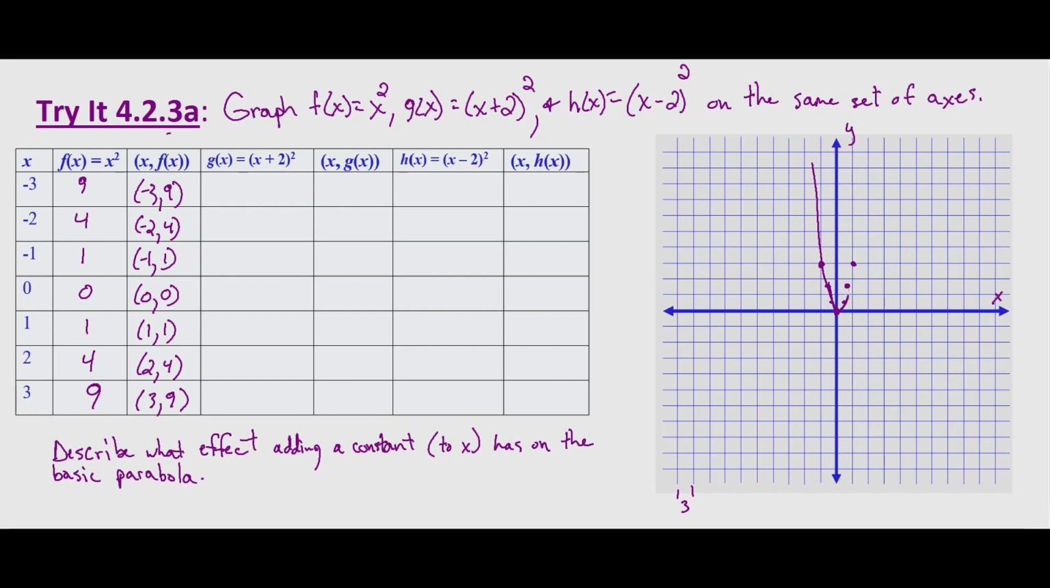The reason being is because you'll see in a little bit it gets a little out there as far as the points are concerned with a couple of our transformations. So now we're going to look at g of x equals x plus 2 squared. Our inputs are -3, -2, -1, 0, 1, 2, and 3. So if we start with -3, -3 plus 2 is -1 squared is 1. So our point is going to be -3, 1.